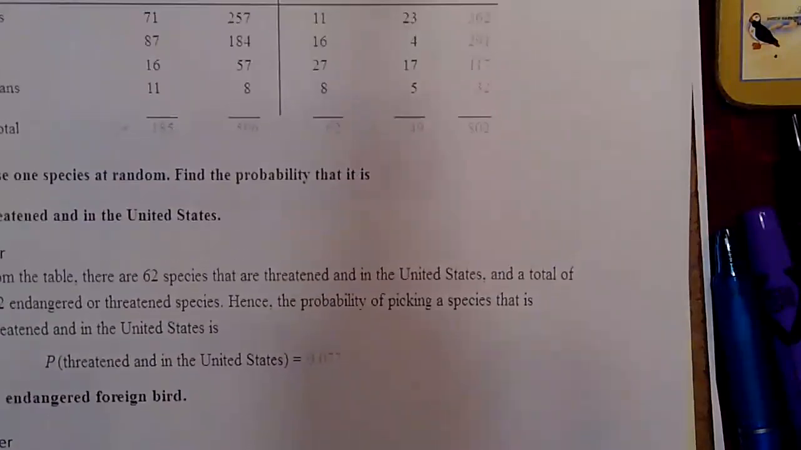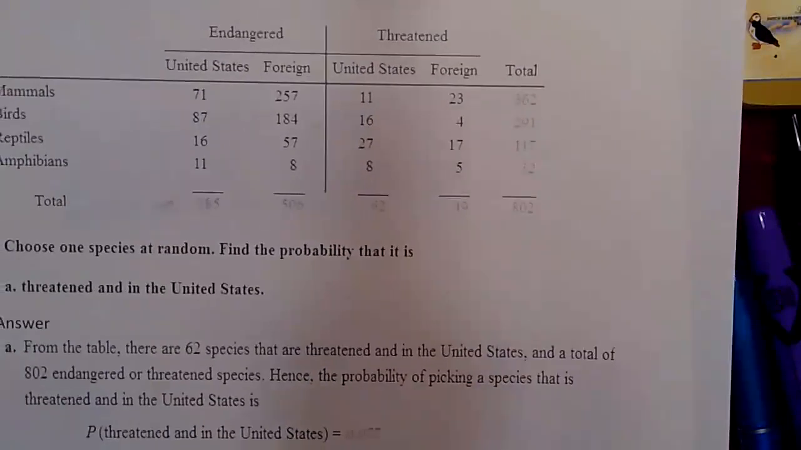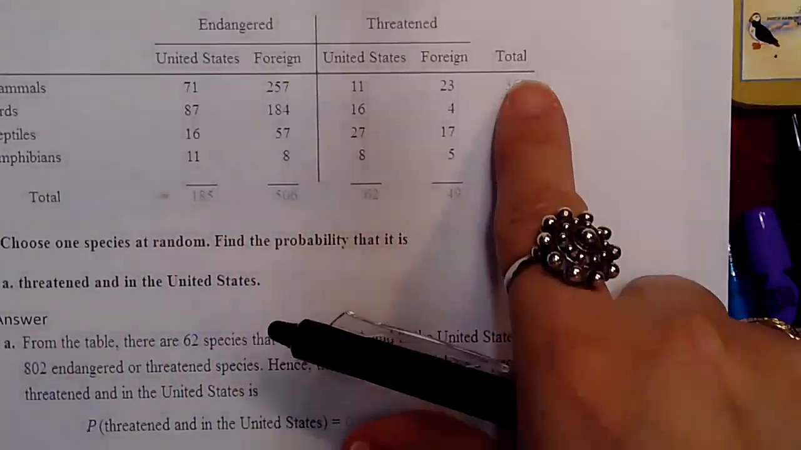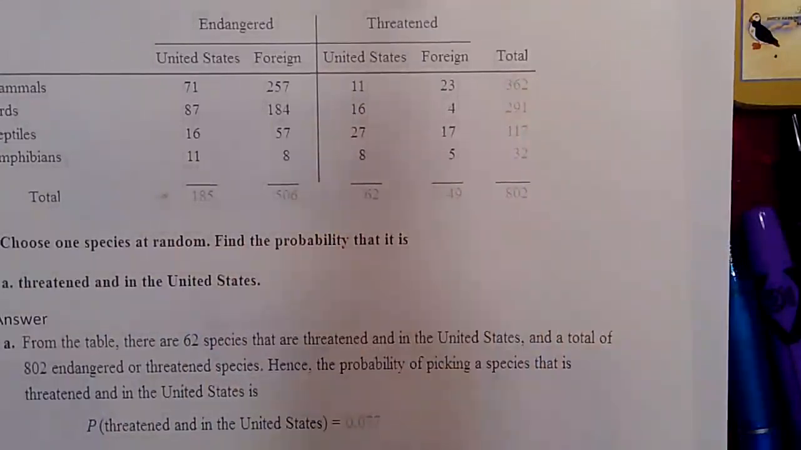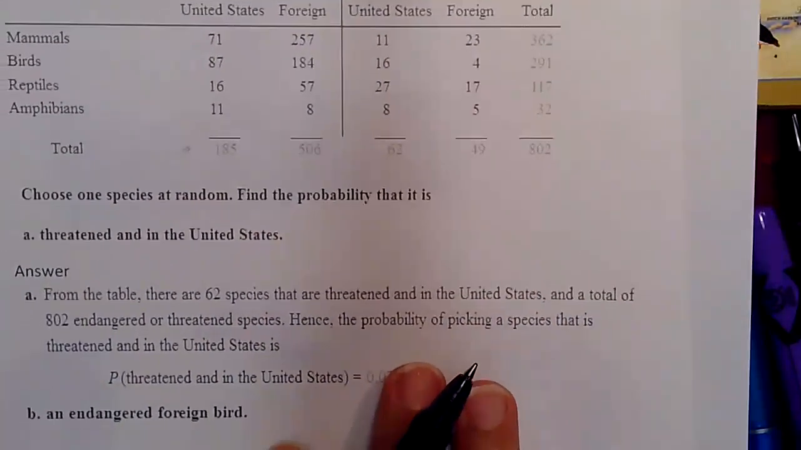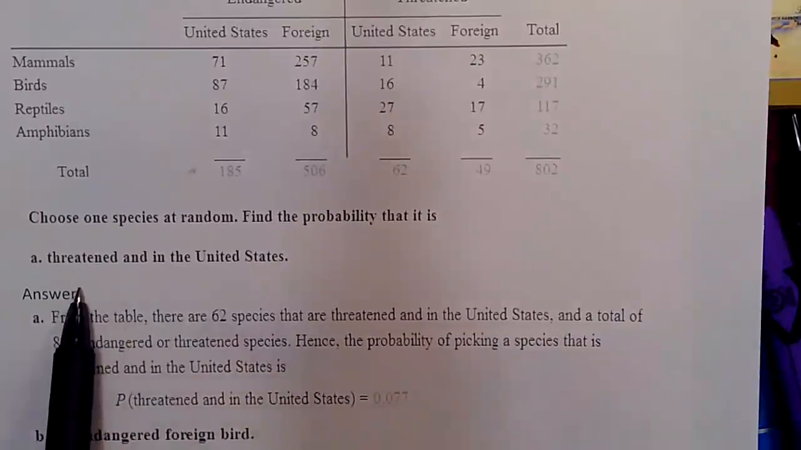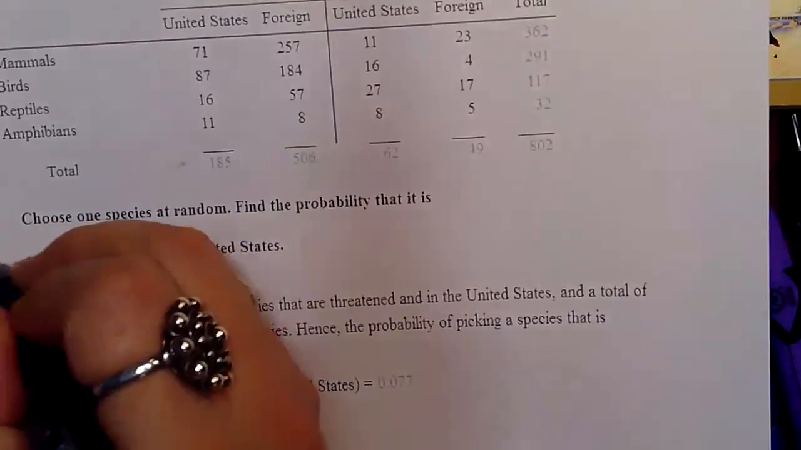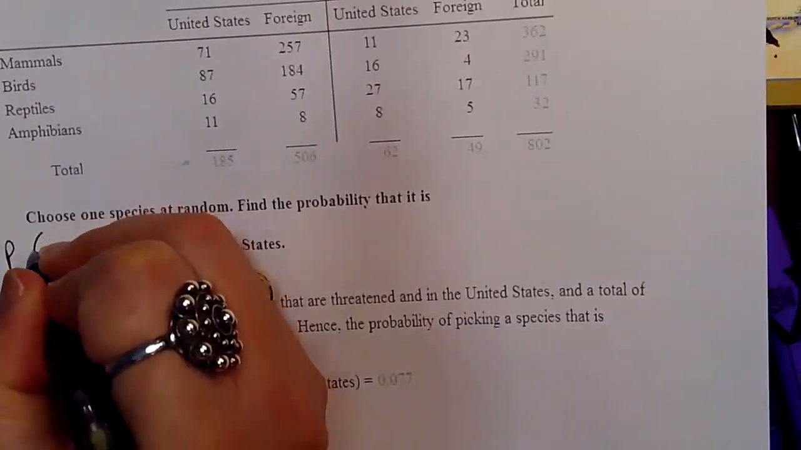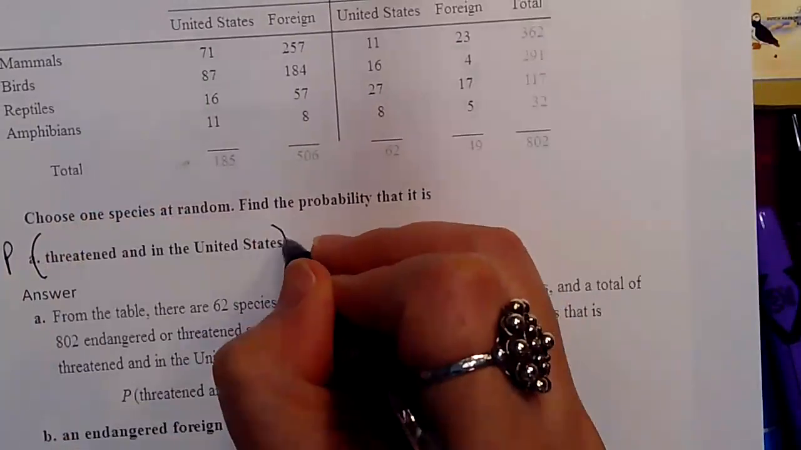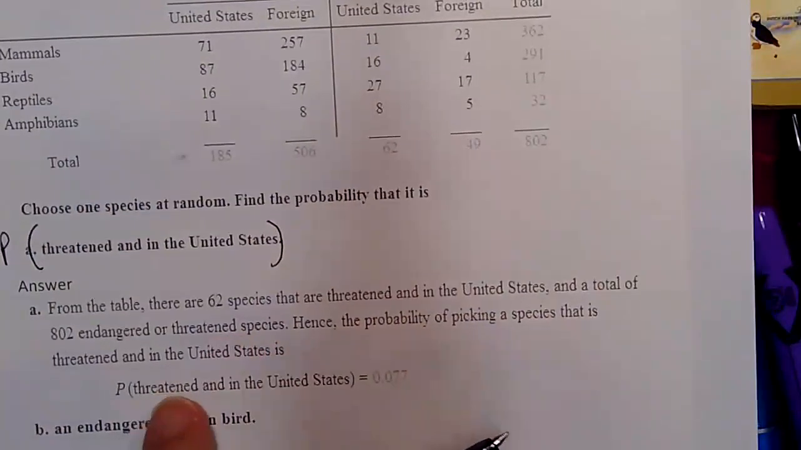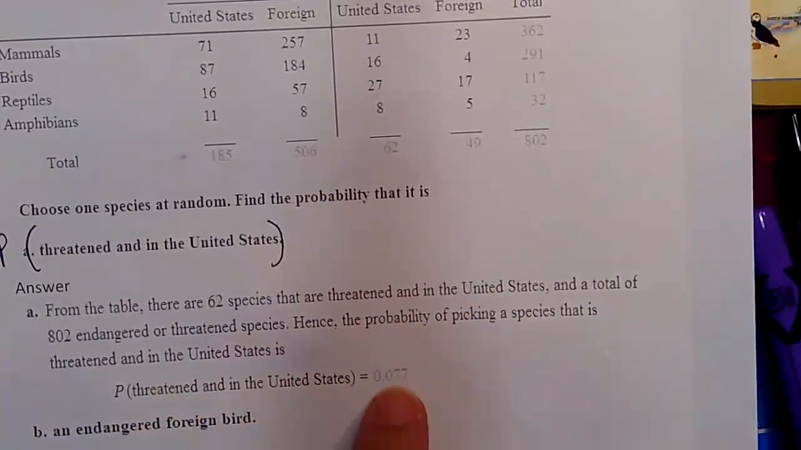Now here you have this table, and you see they did put in the totals for us, so we don't have to find them. The first problem says they want you to find the probability that it is threatened and in the United States. So I'm going to do probability and put parentheses there. And now they have it there, and then they just have the answer.